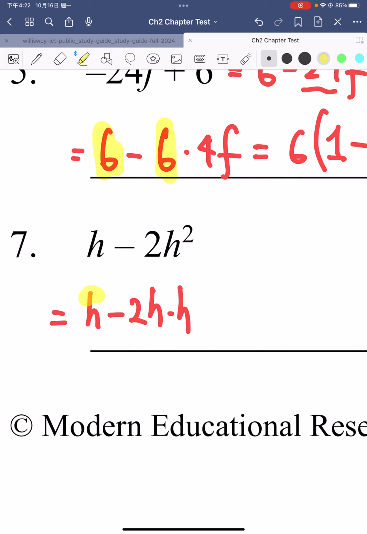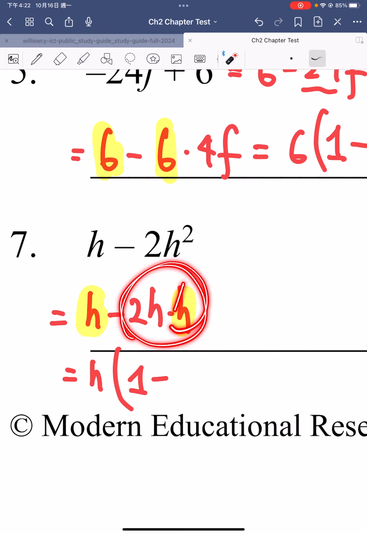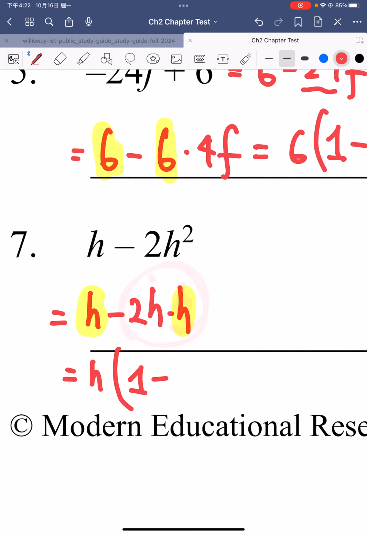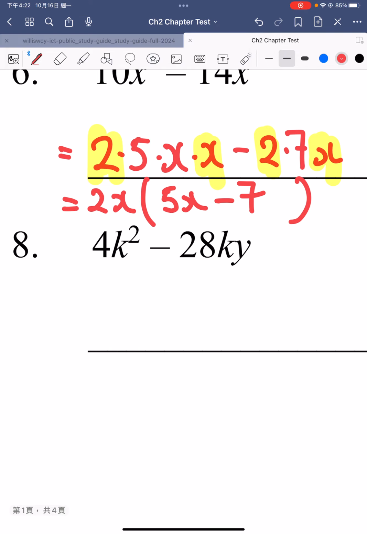So now we can say that h is the only common factor. So we take out h. When you take out h from h, there's still a 1 standing there. So remember to write a 1 minus 2h times h. We take out 1h, we still have 2h. So we can write a 1 minus 2h. And now we can go on to do question 8.